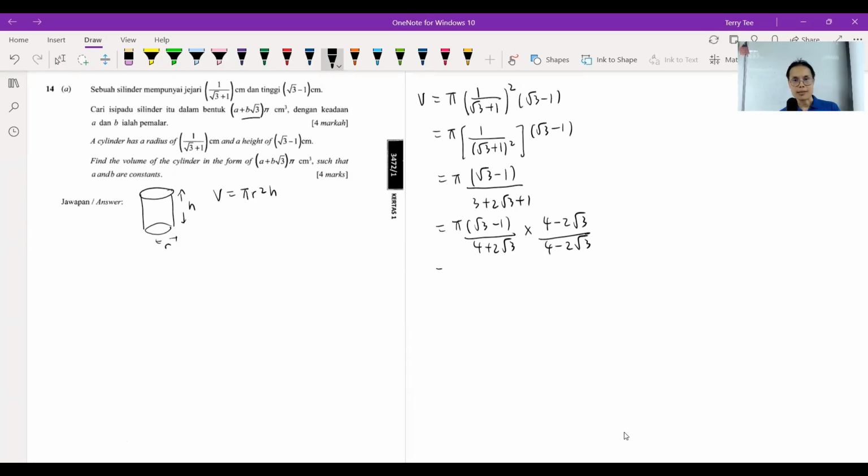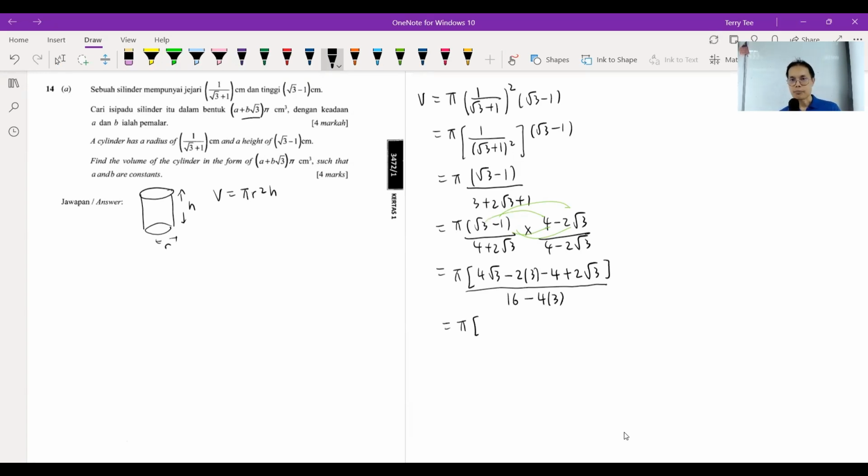Okay, let's expand, kembangkan. I'll just expand this straight away. Yeah, this one will have 4 terms. Let me just write here. 4 times sec 3 is 4 sec 3. Sec 3 times sec 3 is 3. Negative 1 times 4 is negative 4. Negative 1 times 2 plus 2 sec 3. Divide by your denominator, 16 minus 4 times 3. So this is pi, simplified further.